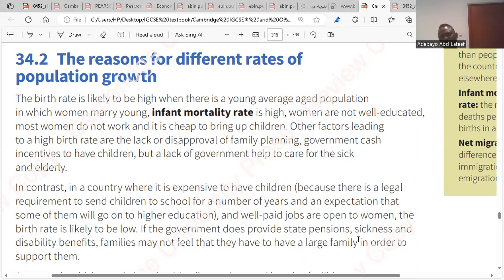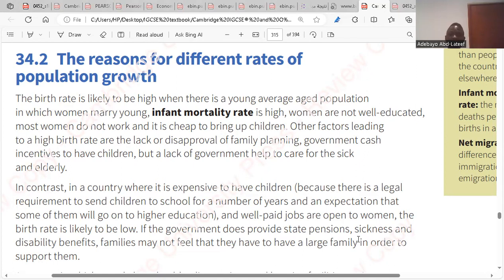So here they're talking about differences in growth rates. If the average age of the population is young, then there's a tendency to have a high birth rate. Aside from that, they talk about infant mortality rate. What causes it? This is when women are not educated, so they are not employed. So they are just at home. Their work is to be at home. So it becomes cheaper for them to give birth because they are not occupied, they are not busy. So that could increase the birth rate.